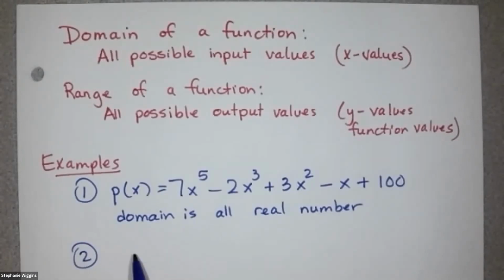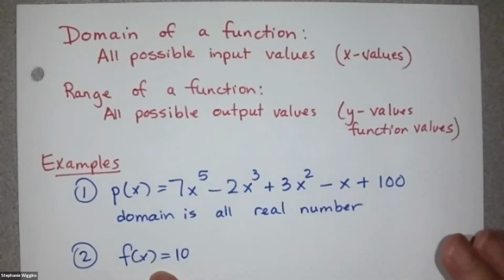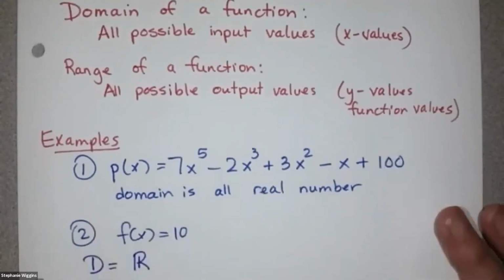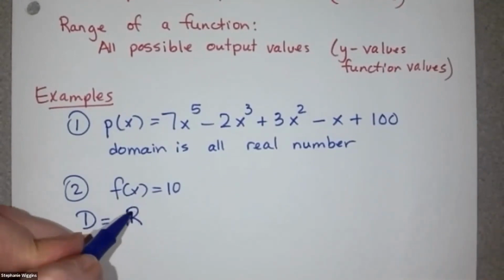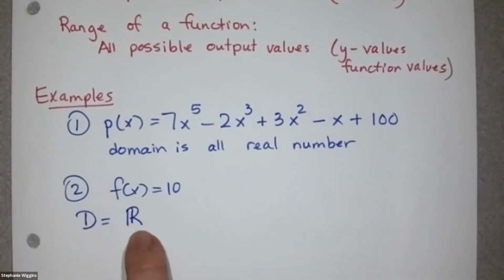So if I have a function like f of x equals 10, this, by the way, is a constant function. And this also has domain being all real numbers. Another way of writing that is D equals R, with the two lines like that, which is another way of writing the real number system.